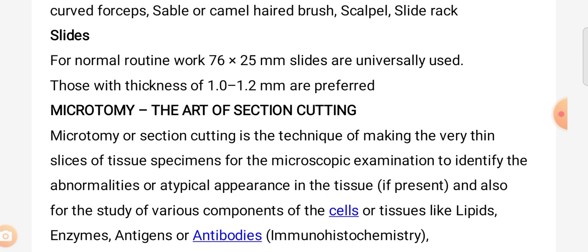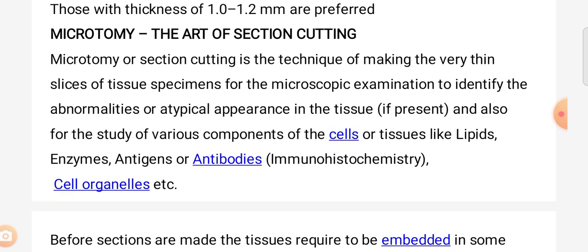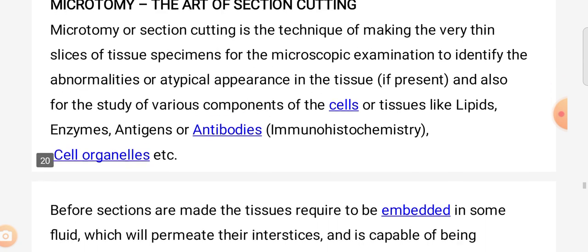What is meant by sectioning? The microtome is an instrument used for sectioning, cutting. It is the technique of making very thin slices of tissue specimens for microscopic examination to identify abnormalities or atypical appearance in the tissues, and also for the study of various components of the cells or tissues like lipids, enzymes, antigens, antibodies, immunohistochemistry, and other cell organelles, etc.